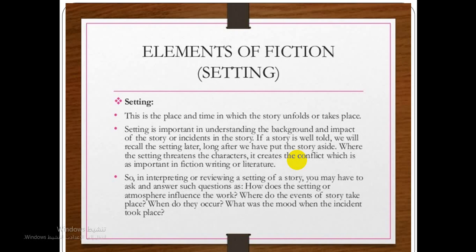In interpreting or reviewing the setting of a story, you may have to ask and answer such questions. How does the setting or atmosphere influence the work? Where do the events of the story take place? When do they occur? What was the mood when the incident took place?